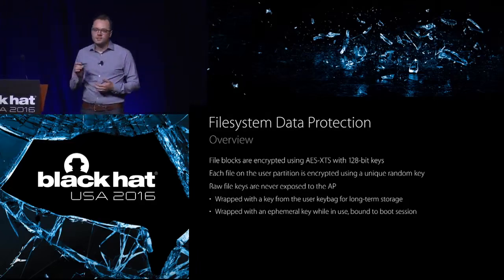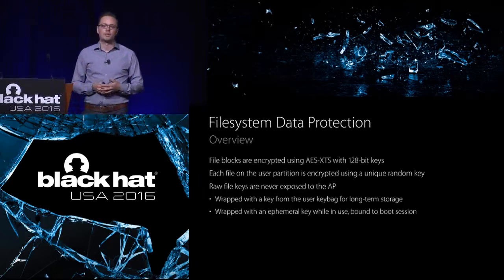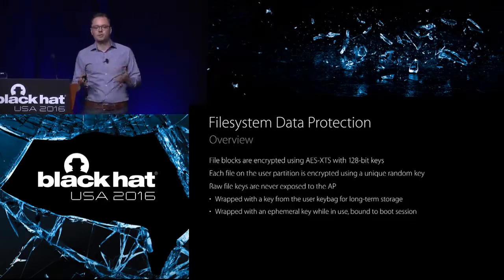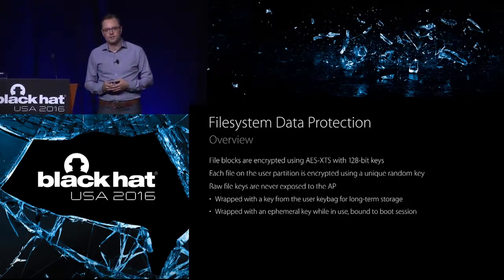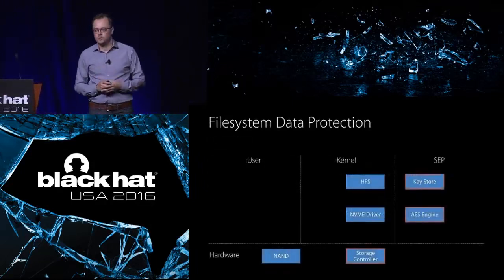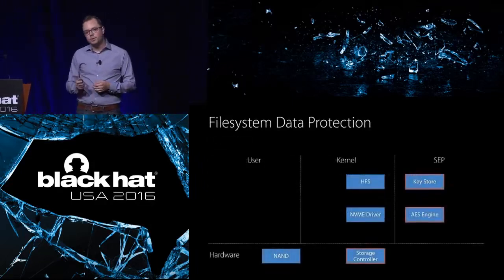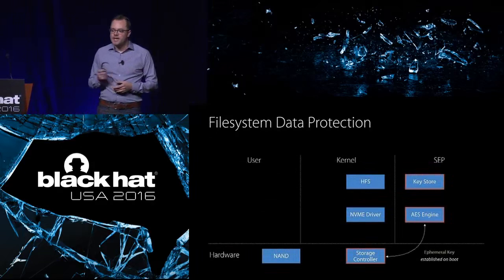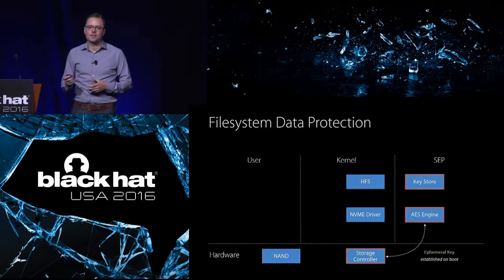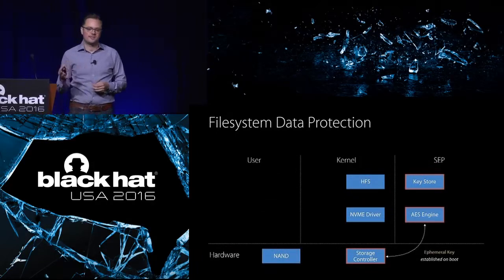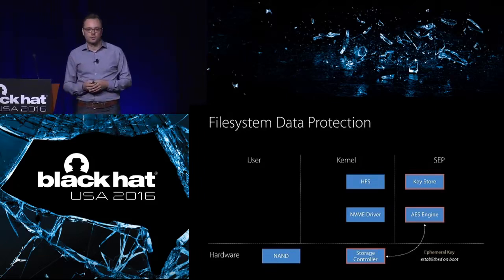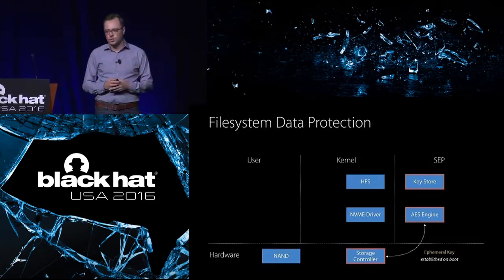And then while the system is in use, they're also wrapped with an ephemeral key that is bound to that boot session of the phone. So this is kind of an interesting thing to think about. Let me show you what it looks like. At boot of the device, the AES engine in the SCP generates an ephemeral key and, through a secure out-of-band channel, sends it to the storage controller. This is the NAND controller for the unit.